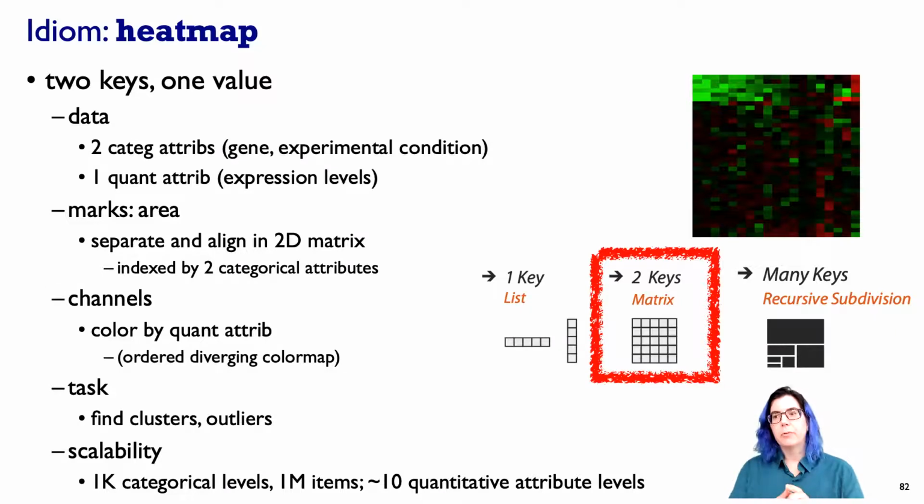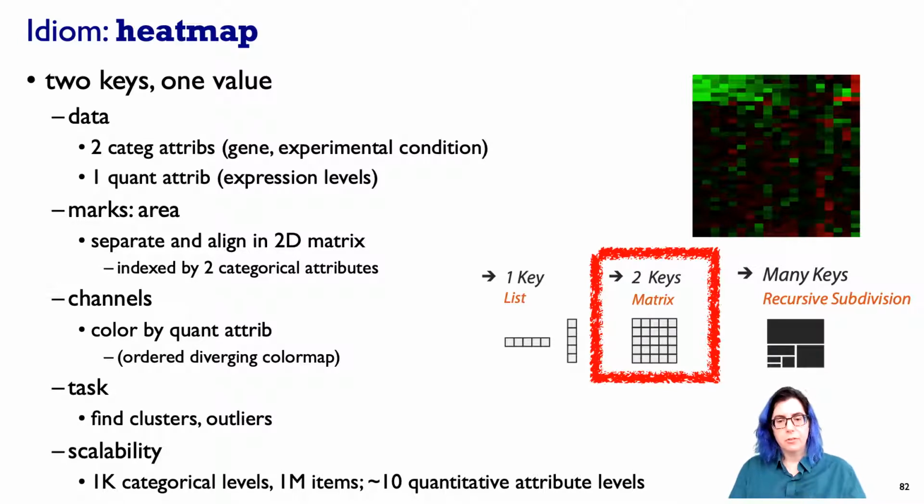Now let's think about the scalability. If we had 1,000 by 1,000 pixels, in the limit, we could have each of these cells be a single pixel, and we could have up to 1,000 of these categorical levels. That would let us actually have 1 million items. This is a very information-dense, compact way of showing information.